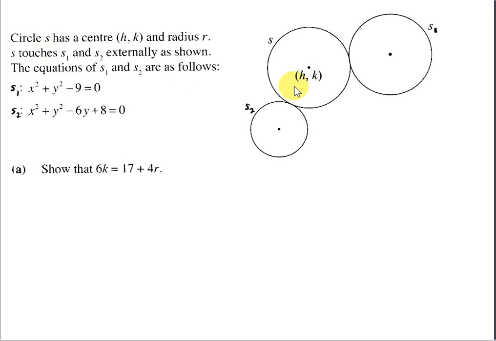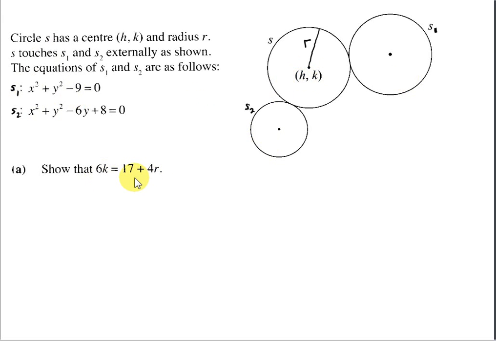Circle S has a center (h, k) and radius r. The equations of S1 and S2 are as follows. S1 is x squared plus y squared minus 9 equals 0. S2 is x squared plus y squared minus 6y plus 8 equals 0. Show that 6k equals 17 plus 4r.